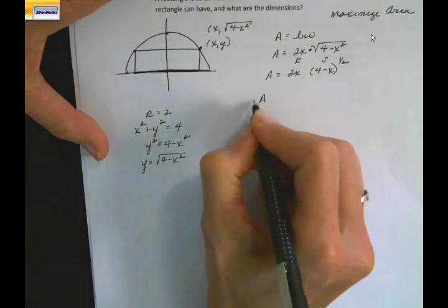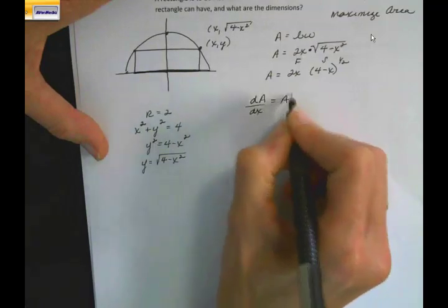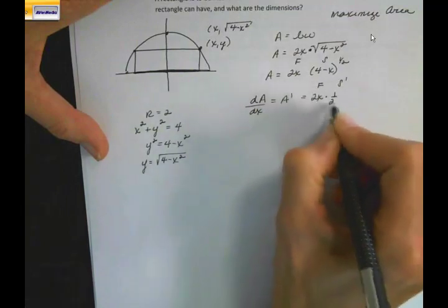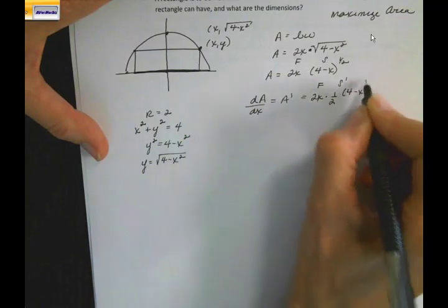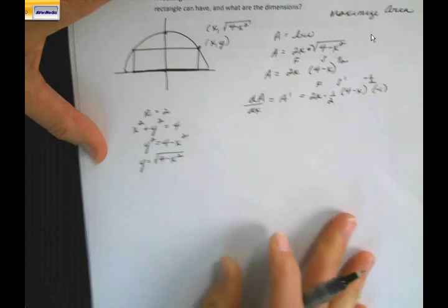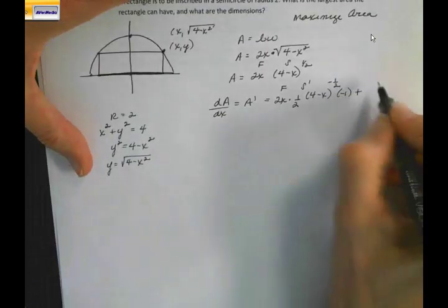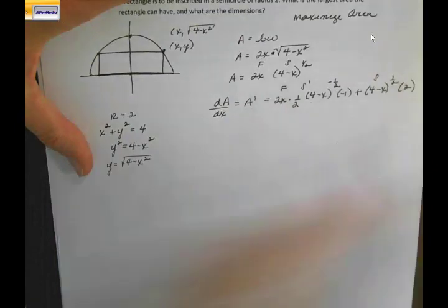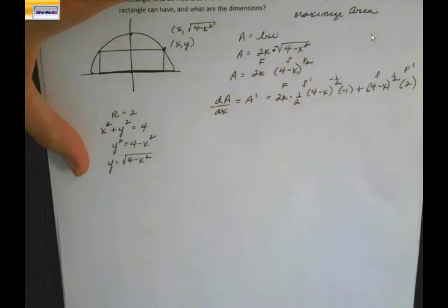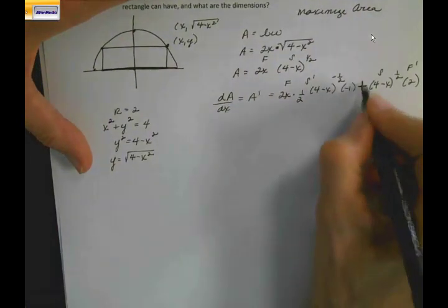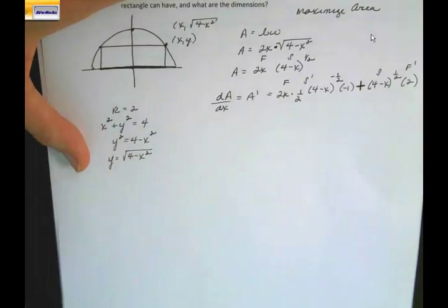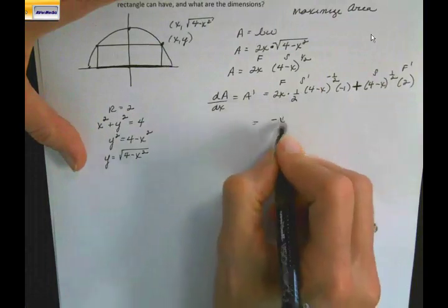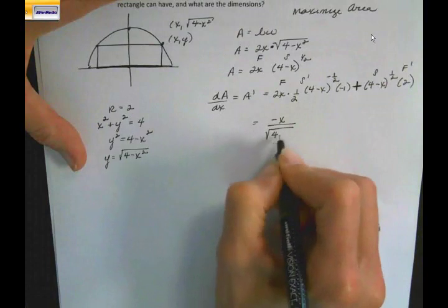So the first derivative, dA/dx, will be the first, which is 2x, times the derivative of the second, which will be 1/2 times (4 minus x squared) to the 1/2 minus 1, times negative 2x by the chain rule, plus the second, which is (4 minus x squared) to the 1/2, times the derivative of the first, which is 2. Okay, so the derivative is looking pretty complex. Let's clean it up a little bit. Well, 2x times 1/2 gets rid of the 2, and you've got the negative. So this is a negative x over the square root of 4 minus x squared.